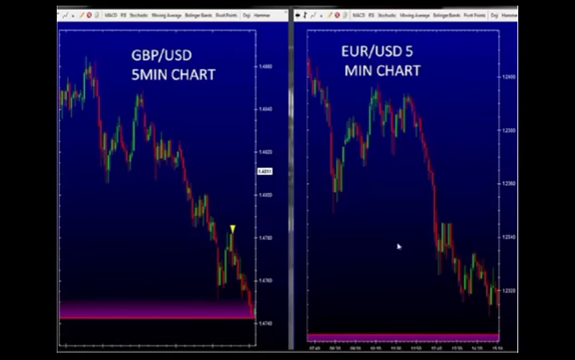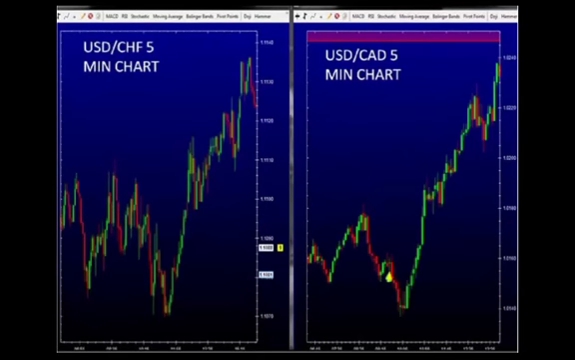And for an even better confirmation, instead of just using 2 different charts, we can use 4. The British pound dollar, euro dollar, 5-minute charts. Also, we can add the US dollar Swiss franc, which will be reversed because the US dollar is first and the Swiss franc is second. And the US dollar Canada, also 5-minute chart.